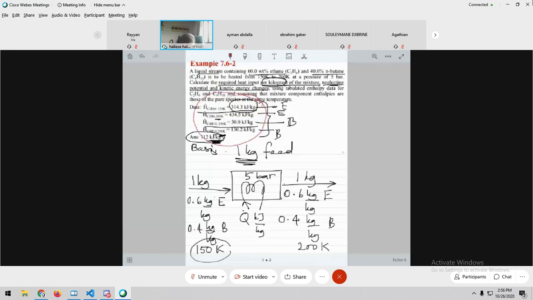Any other questions, guys? Okay, let's look at this. This is not a typical unit for energy, isn't it? Energy is always kilojoules or kilowatts. So this per kilogram is because just now we are using that as our basis.